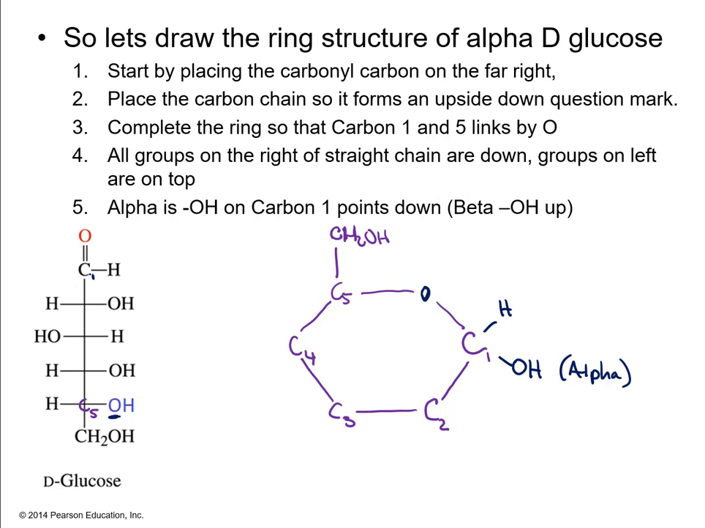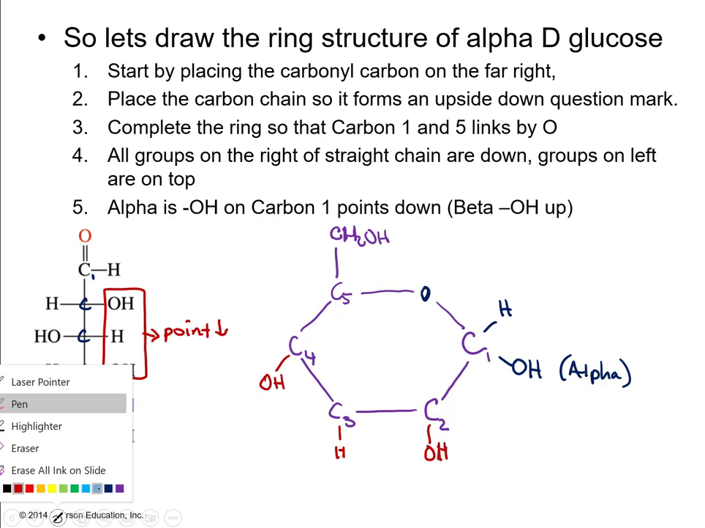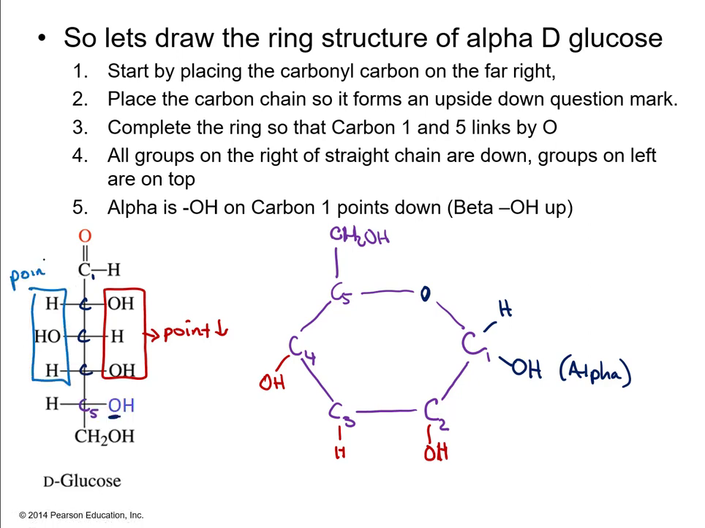So this one's carbon one. Now carbon number two, three, four are all going to have the groups that are on this side. These will all point down. So on carbon number two, I'll have an OH. Carbon number three will have an H. Carbon number four will have an OH. So if you look at the straight chain, everything on the right side will end up pointing down in those middle chiral carbons. Everything on the left is going to end up pointing up. So that means carbon number two will have a hydrogen sticking up. Carbon number three has an OH sticking up. Carbon number four has an H sticking up.